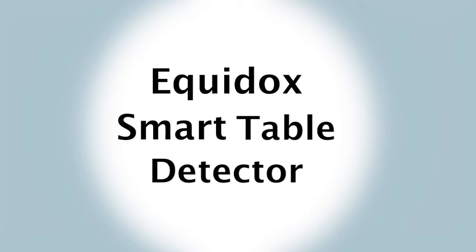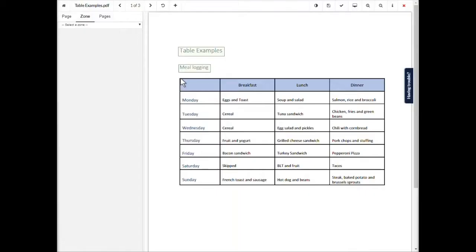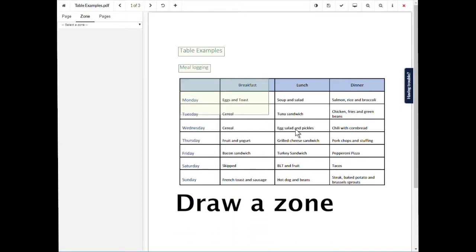This is a demonstration of the artificial intelligence-powered Smart Table Detector for Equinox PDF remediation software. A PDF titled Table Examples shows a meal logging table with columns for breakfast, lunch, and dinner, and rows for each day of the week. Tables can be quickly tagged in Equinox in a fraction of the time required by other software.